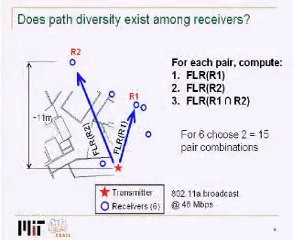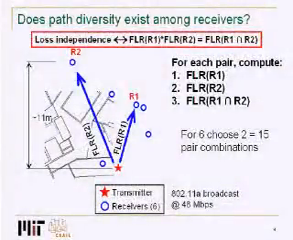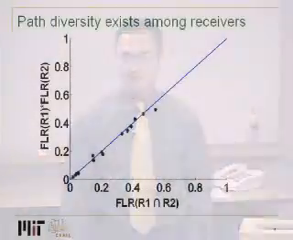Then I repeated this computation for all 6-choose-2 combinations, giving 15 pairwise combinations. The main idea is I want to see if this relationship holds: if the product of the individual frame loss rates equals the joint frame loss rate, then we can establish loss independence, or it suggests that there's loss independence.